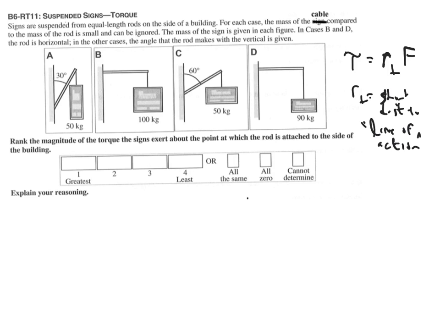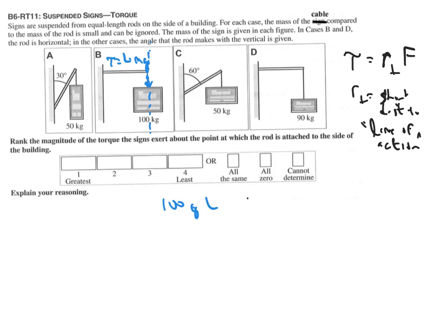So for instance, jumping to the easy one, if I look at case B, the force will be the weight of this thing pulling down. The sign will pull down on the rod, and its weight will be the force it exerts. And so the line of action is the vertical line at the end of the rod. And so for B, the torque is the length of the rod times the weight. We'll call it just mg. So here it's going to be 100 g times L. And so on for the others.